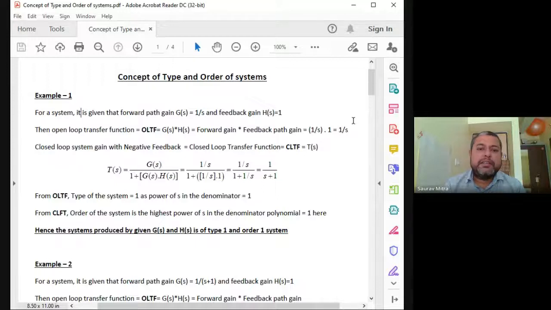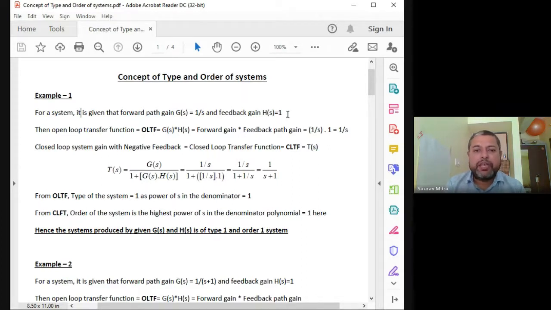So in this third topic in the third module, what we should understand first is the concept of system type and system order. Two things I would like to tell you: for a system, it is given that the forward path gain is G(S) equal to 1 by S, and the feedback gain is H(S) equal to 1.